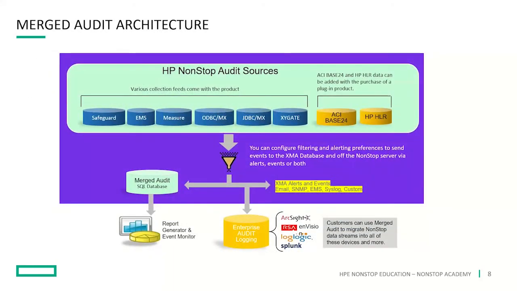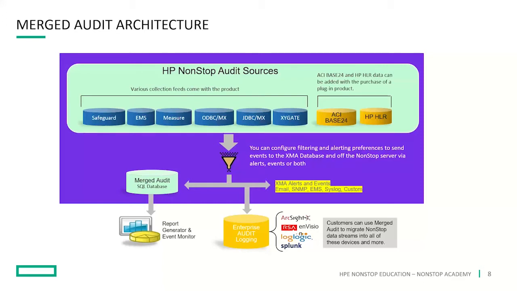So here's a kind of grandiose picture of what Merged Audit looks like from a 30,000-foot level. At the top, you'll have our audit sources. I'm only outlining the big ones at the top there. This is not an exhaustive list. Safeguard, EMS, Measure, ODBC, and JDBC, as well as all the XYGATE modules.